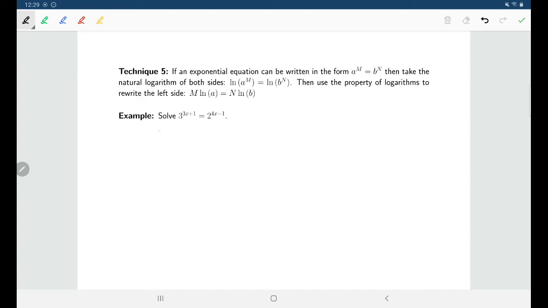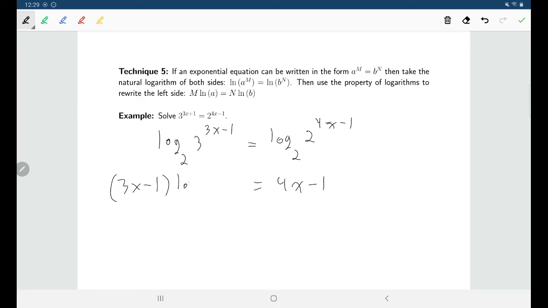You could also take log base 2 of both sides. And then the opposite would happen. On the right side, log base 2 and 2 would undo each other, and on the left side, the power would come down in front. Then again, same sort of thing: we could expand the left side, isolate x, and solve for x.